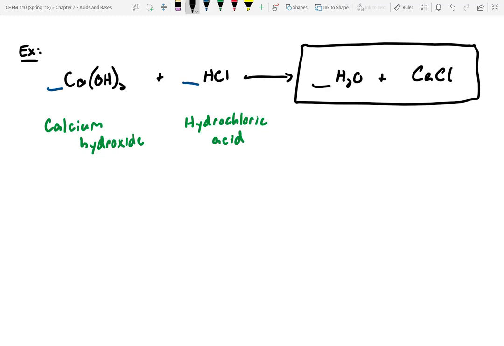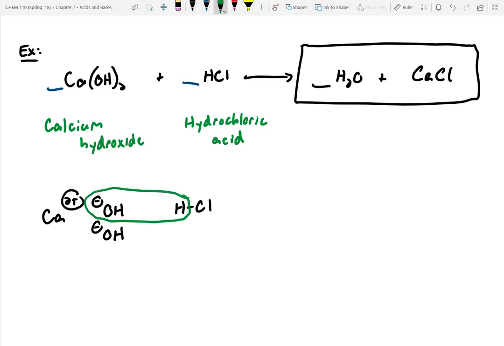So if we break this apart, let's do the visual representation, and it will hopefully make more sense. Calcium, we know, has a 2 positive charge. We've got 2 hydroxides floating around to balance out that 2 positive charge, right? And each hydroxide has a -1. That means we have HCl. And just like we did before, we can circle this and we can say that makes one of the waters. But we need a second hydrochloric acid to neutralize the second hydroxide.